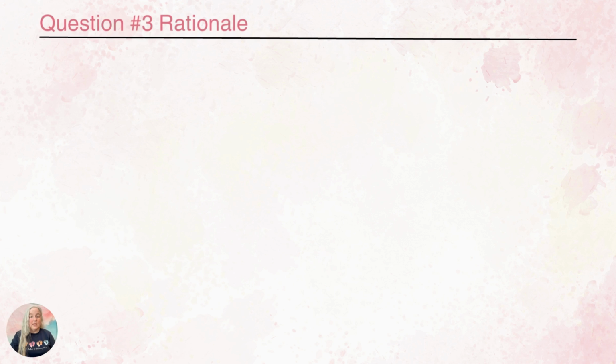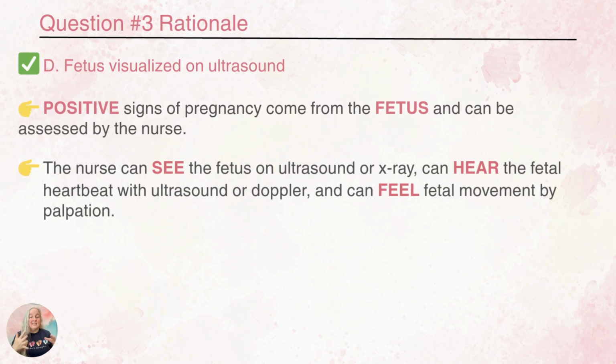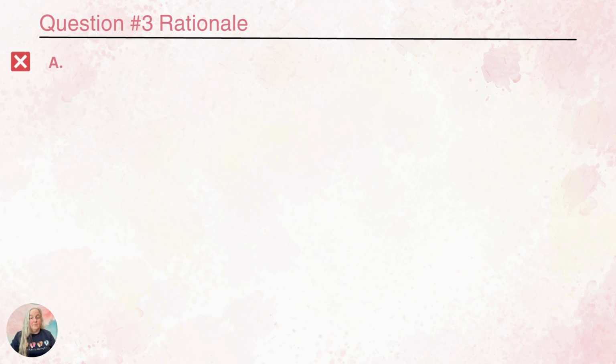When we look at the rationale, we find that positive signs of pregnancy have to come from the fetus and be assessed by the nurse or the healthcare provider. So if the nurse can see the fetus on ultrasound or an x-ray, can hear the fetal heartbeat on ultrasound or Doppler, or can feel the baby's fetal movement on palpation, these are all positive signs. They're all things that we can assess that are coming from the baby. So here are some of our positive signs.